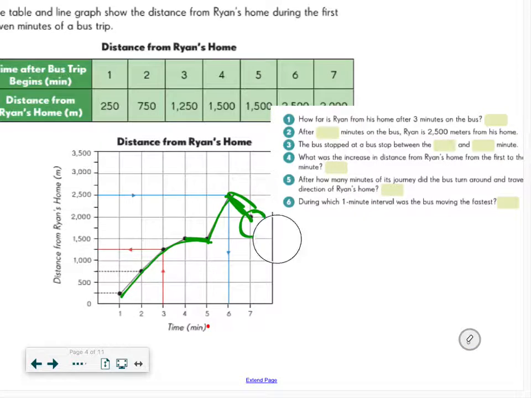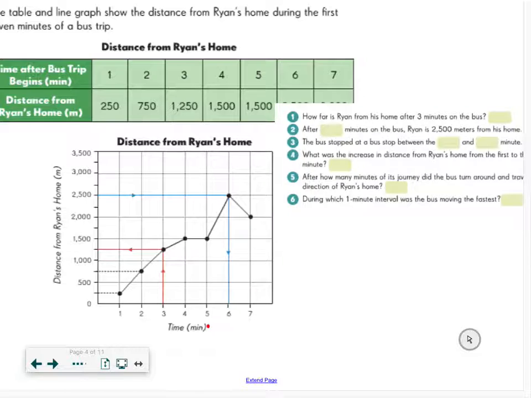And then the last one, during which 1 minute interval was the bus moving the fastest? Remember, an interval is between this time and this time. You need to include both. Well, if something's going fast, I'm expecting it to cover more ground in a shorter amount of time. So that must mean when it really jumps up. So right here, the line drastically increases. So it starts getting faster at 5 minutes, and it starts to slow down again at 6 minutes. So it's between 5 and 6. An interval is always between two things. You can't just say 5. That's not an interval. An interval is like 5 to 6, or 6 to 7, or 4 to 9, or whatever. But it's between 2 points.